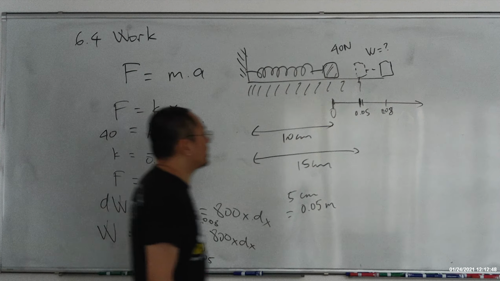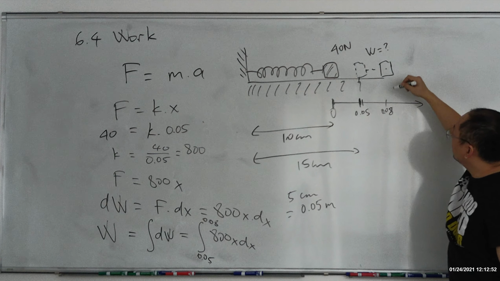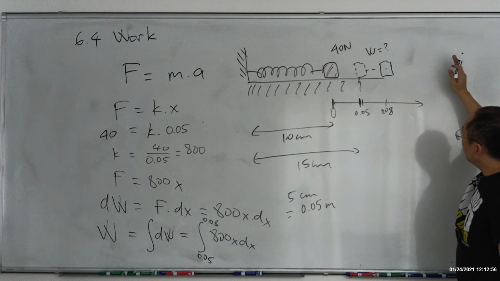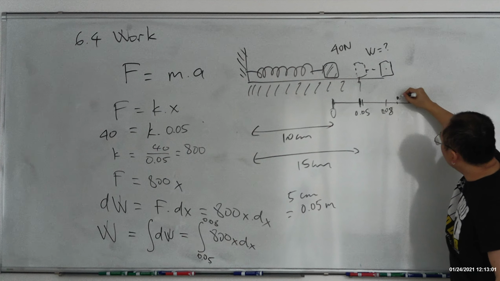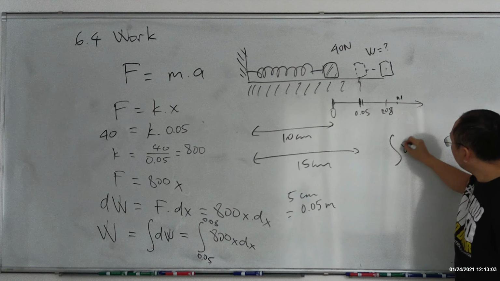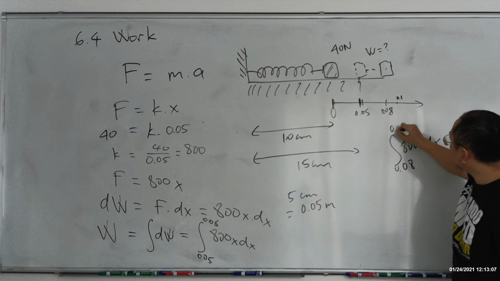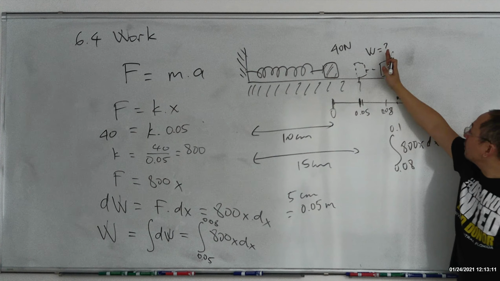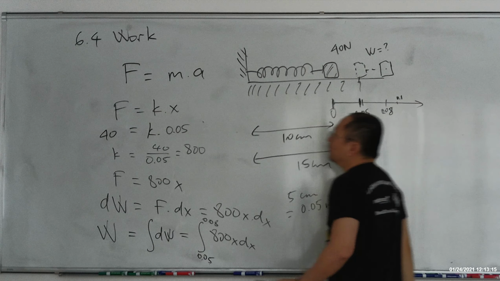Say, what if they ask you a question? Now you're right here, and you want to move the object from 0.08 all the way to, say, 0.1. 0.1 is right here. Then what? You do the integral of 800x dx from 0.08 to 0.1, and you have the work needed to move the object from here 2 centimeters further. Okay. That was the idea.